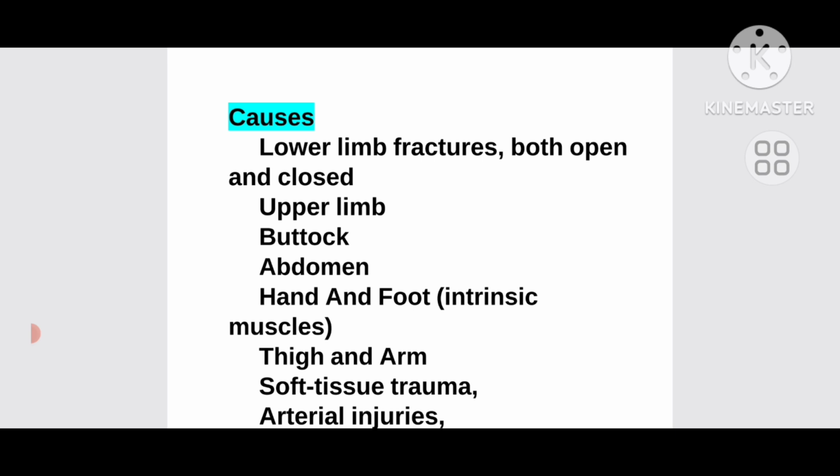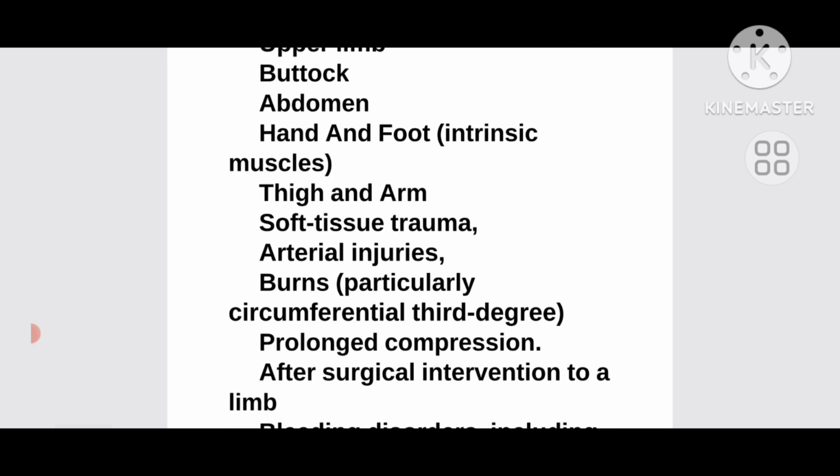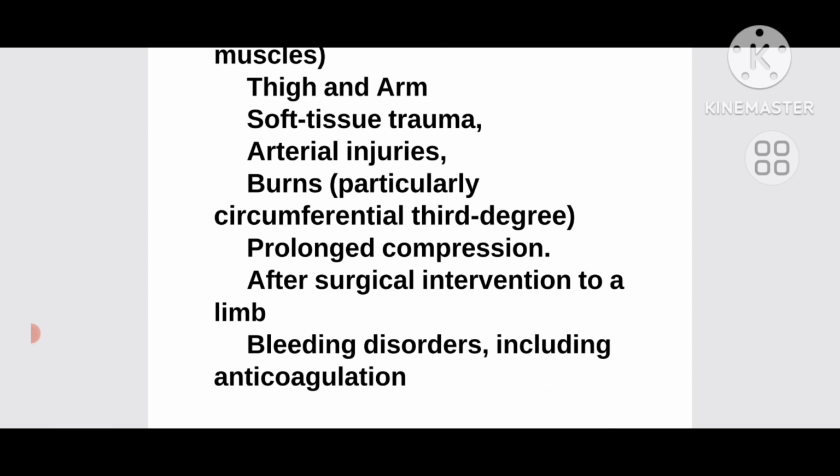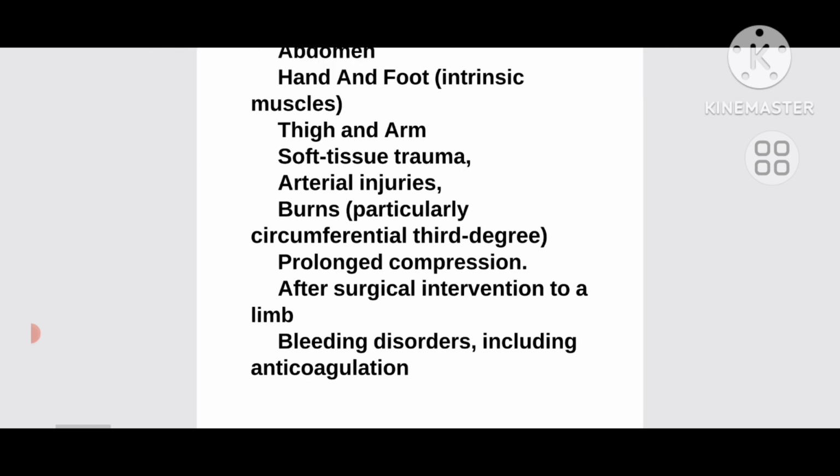Upper limb fractures, in the arm and forearm, can cause compartment syndrome. Injury to the buttock, abdomen, hand and foot can cause compartment syndrome. Thigh and arm soft tissue trauma and arterial injuries can cause it. Burns, particularly circumferential third degree burns, prolonged compression after surgical intervention to a limb, and bleeding disorders, for example a patient taking anticoagulants who suffered a road traffic accident, can cause compartment syndrome.